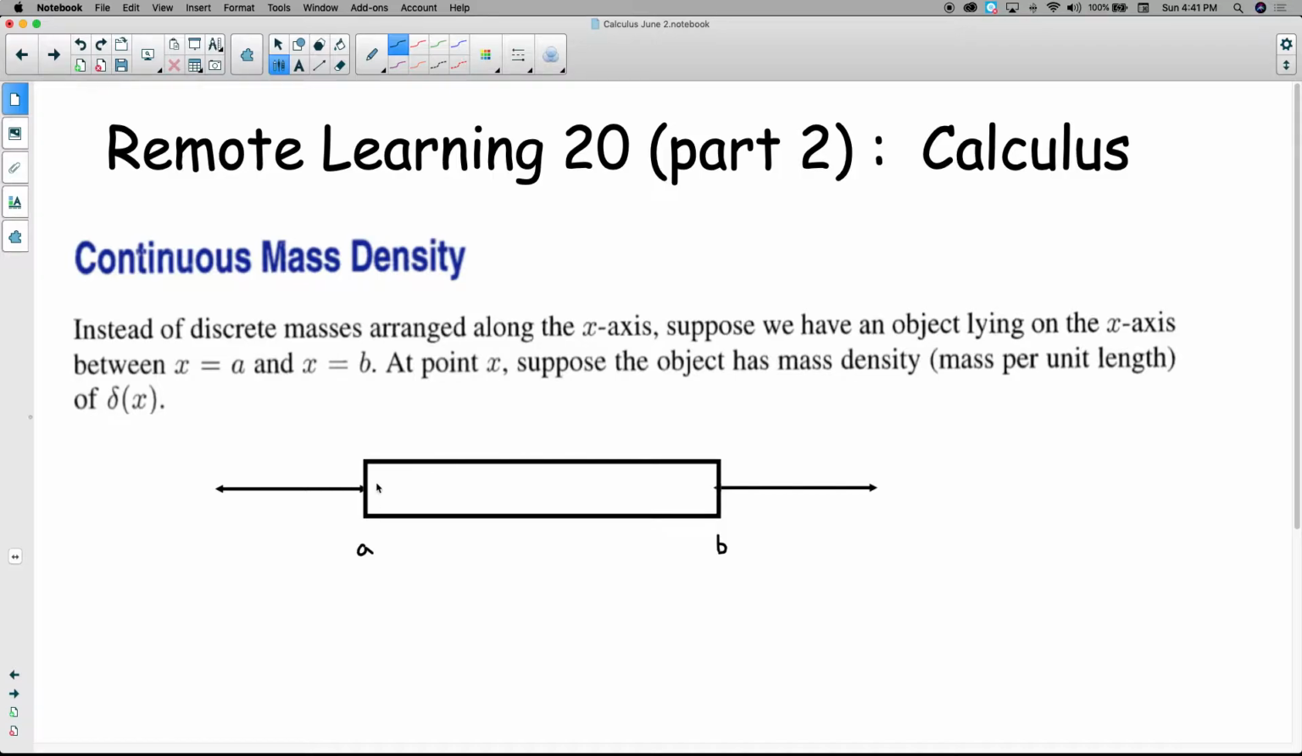And what I'm saying is that on one end of it or the other, the density is going to be different. And the density is going to be found by knowing the density function. And that's what this is. Okay, so let's just read it out here. Instead of discrete masses arranged along the x-axis, suppose we have an object lying on the x-axis between A and B. At point x, suppose the object has mass density, and then that density is this function.